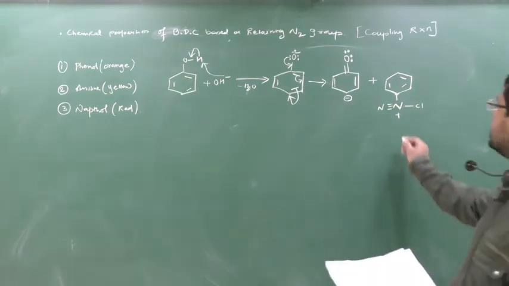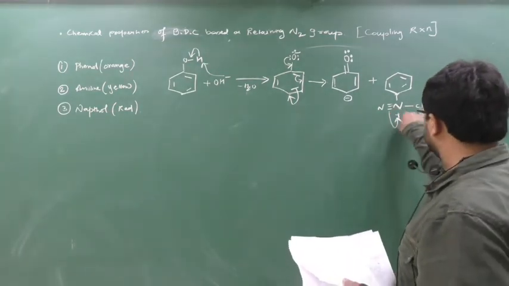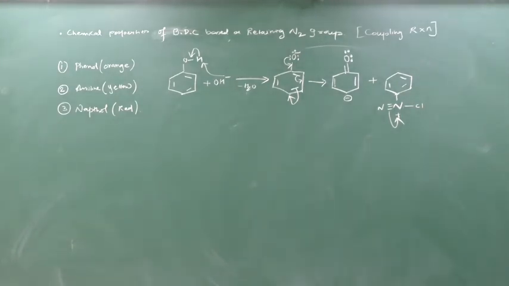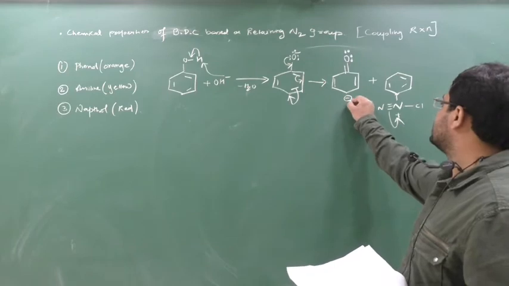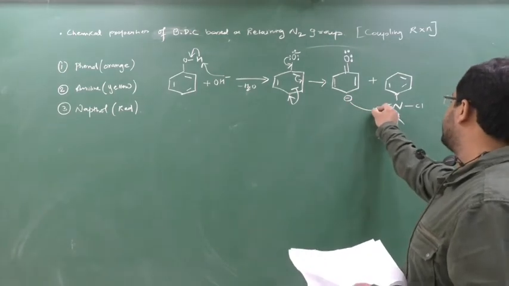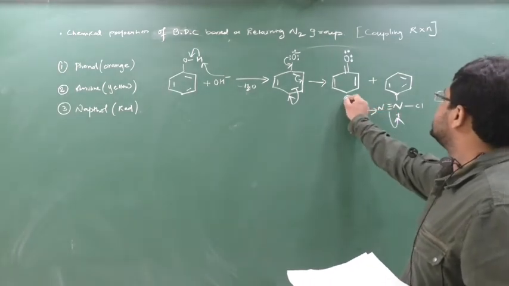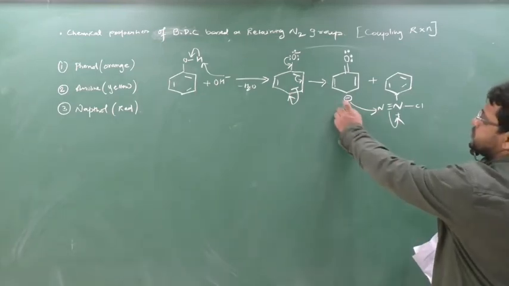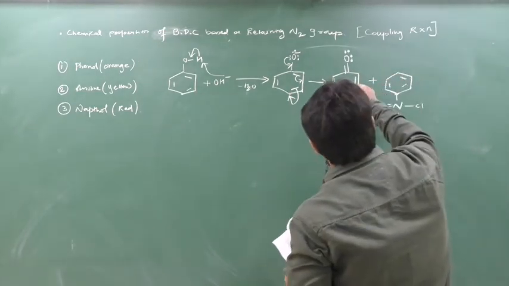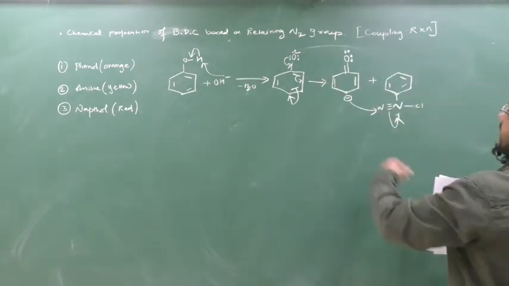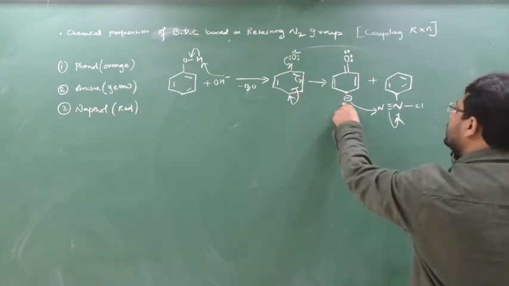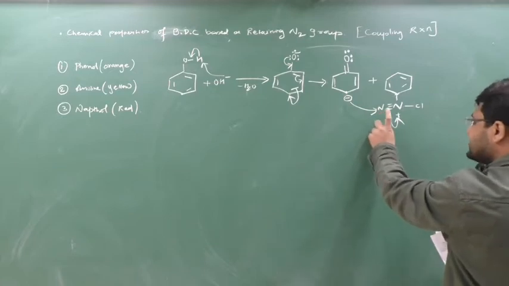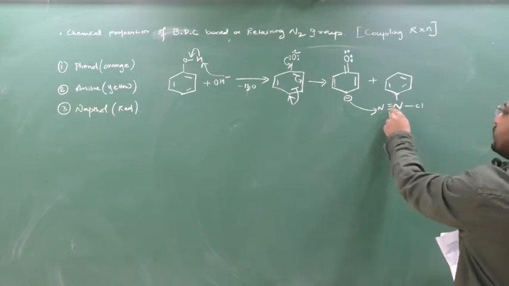What will happen? This bond will shift here because it is in need of electrons. So this will create a partial positive charge, and this minus will be shifted here. So this will show the coupling. This carbon, which has the minus charge due to the breaking of this bond, will do coupling with this nitrogen. Why this nitrogen? Because this nitrogen has given its lone pair here.